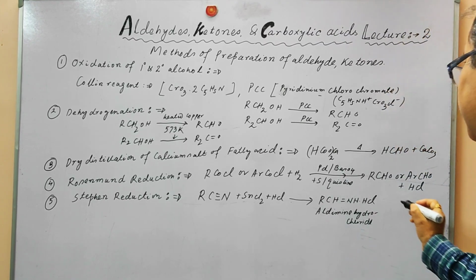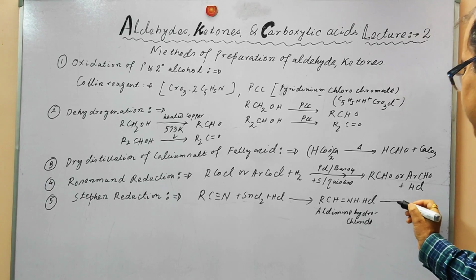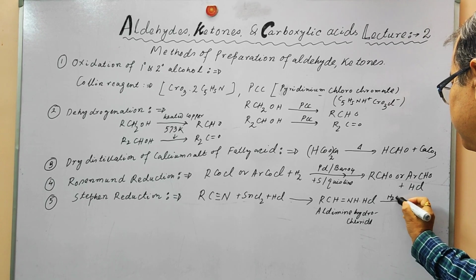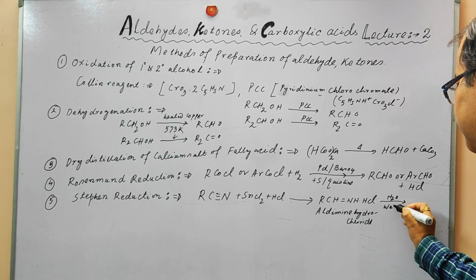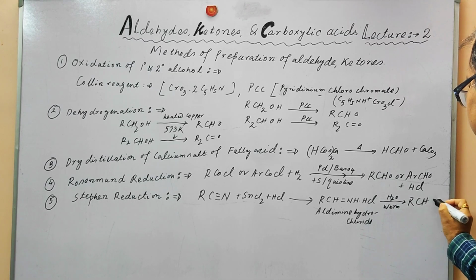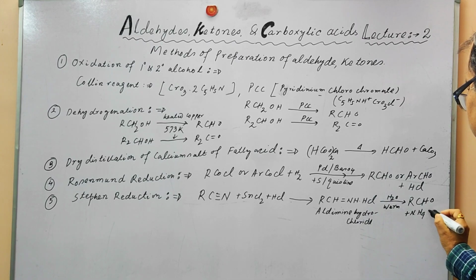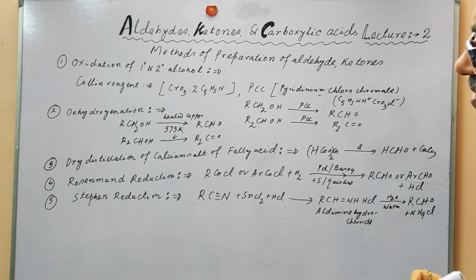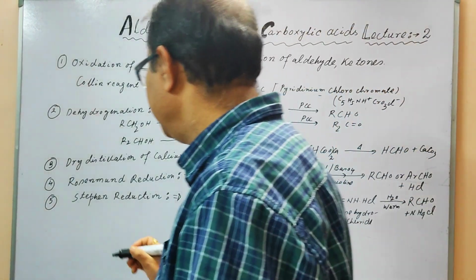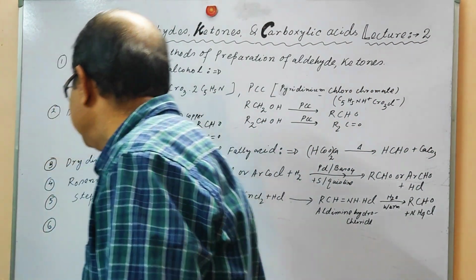And this is hydrolyzed in the warm water, H2O. When it is in the warm water, it is going to produce the aldehyde and also NH4Cl. This is the Stephen reduction. Okay. Now the sixth reaction that we are going to discuss.